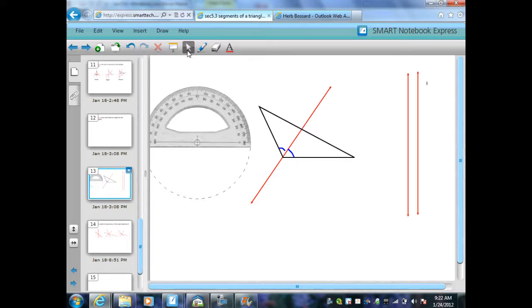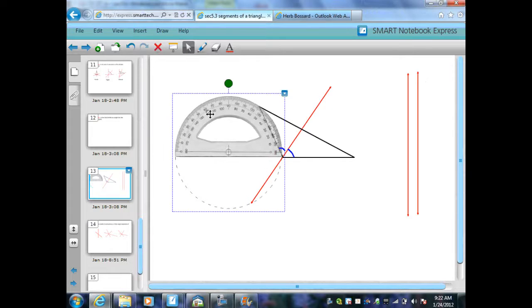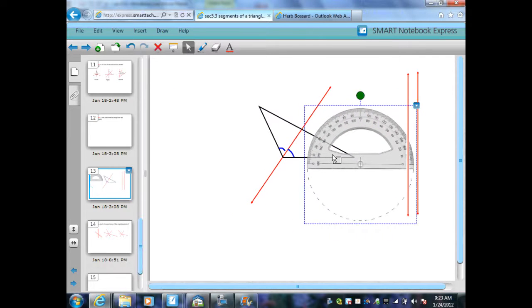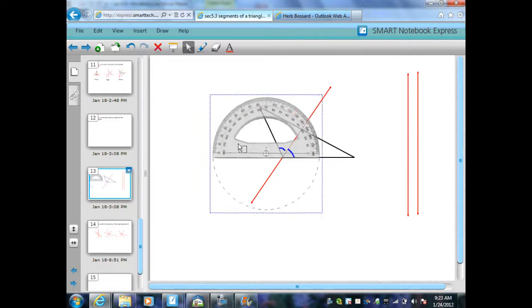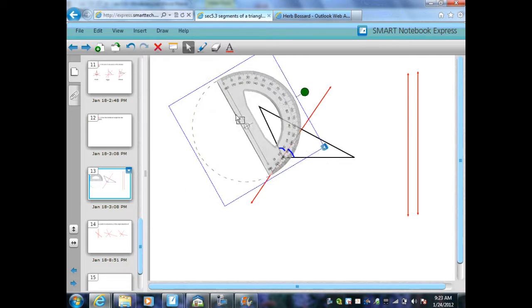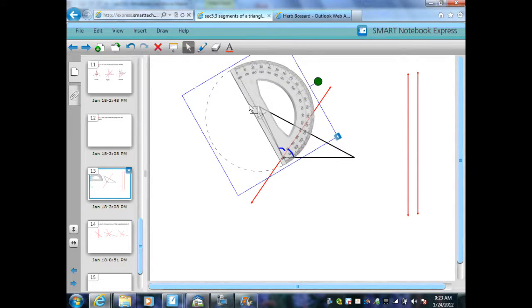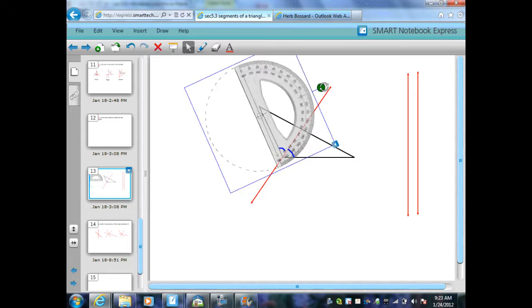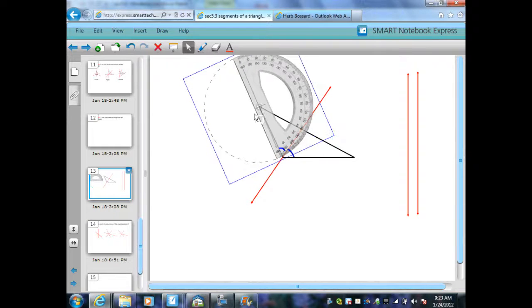To do another angle, I can do an easy one, which would be to slide it over this vertex. A more difficult one would be to rotate the protractor until that intersects at the vertex, and the line matches up with the segment. Determine the measure of that angle. And here, I'm going to get approximately 36 degrees.